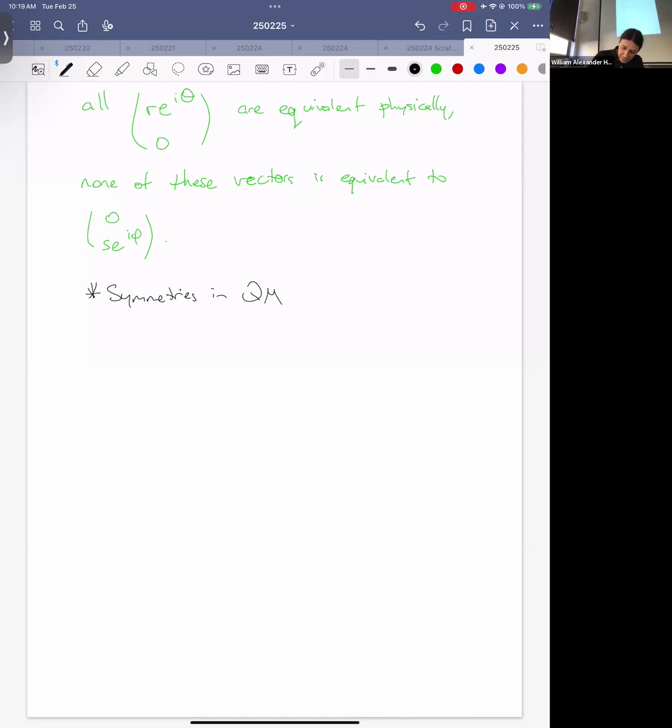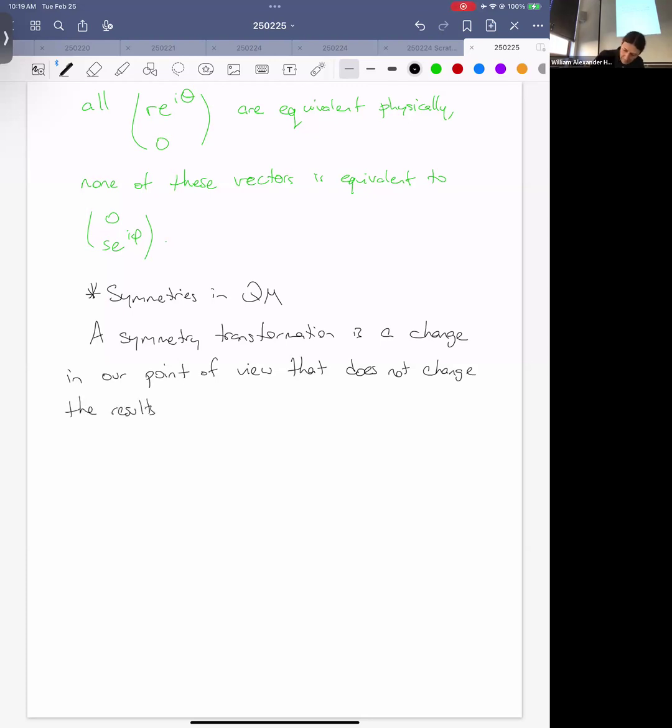Okay. All right. So a symmetry transformation is a change in our point of view that does not change the results of possible experiments. So hopefully right now your brain is immediately firing, thinking about conservation of inner products, unitary operators, rays being insensitive to changes of normalization and phase. Hopefully that's all popping in your head.